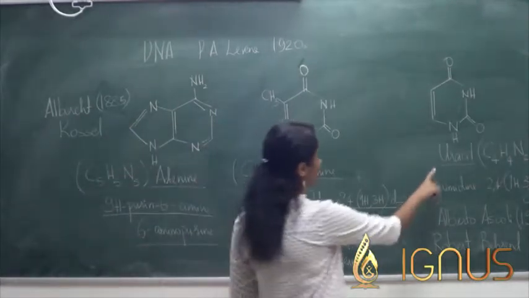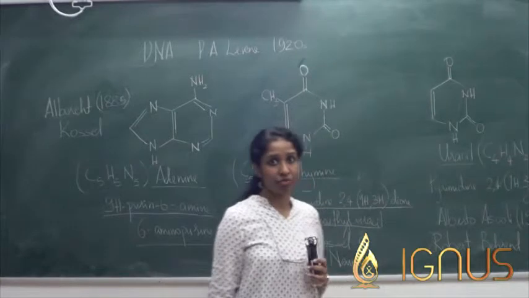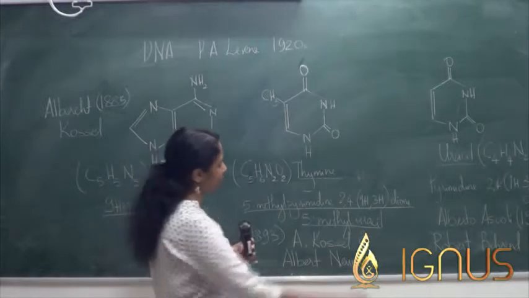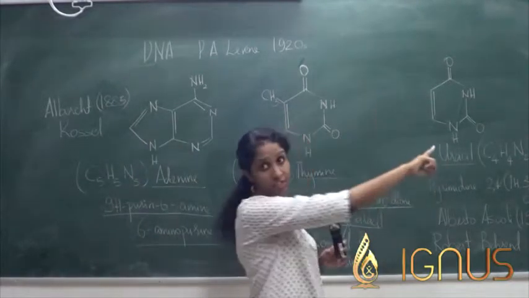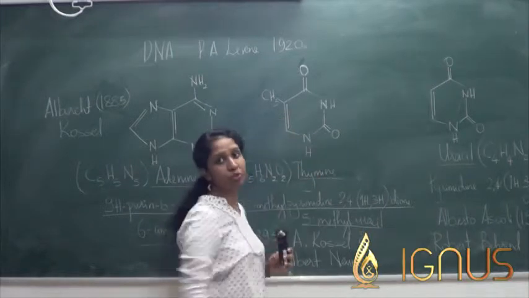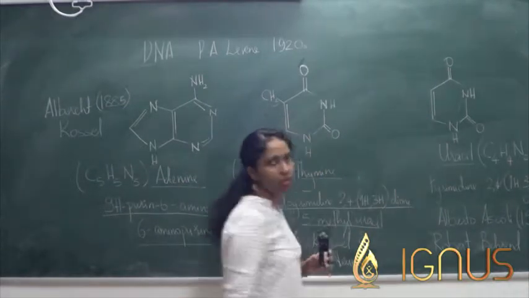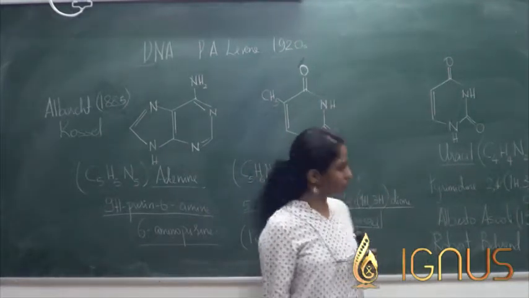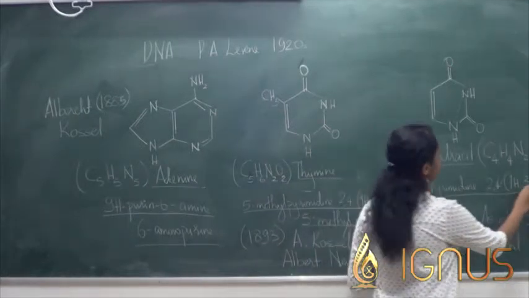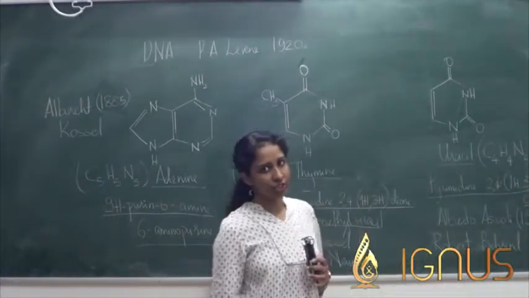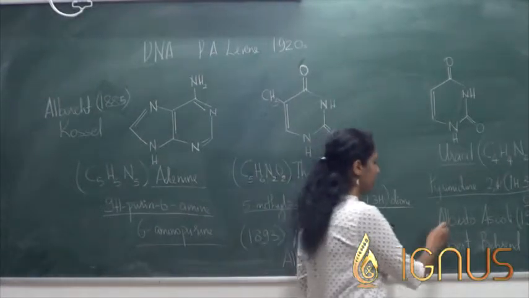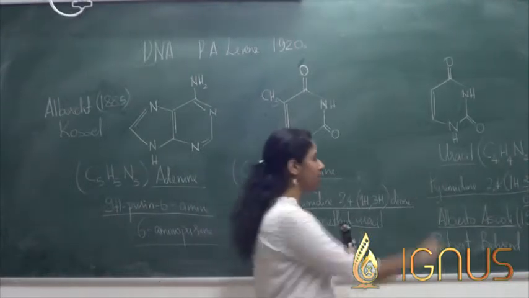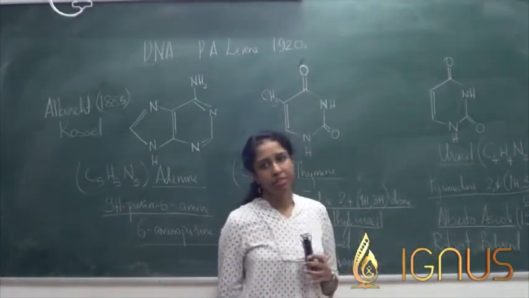Moving on, we have uracil, which is a demethylated form of thymine. So thymine has a methyl group attached here. Uracil has the exact same structure as thymine, just that the methyl group is missing in case of uracil. Now uracil has the chemical formula C4H4N2O2. Its chemical name is pyrimidine-2,4(1H,3H)-dione. It was isolated by Alberto Ascoli in 1900, but the name uracil was given by Robert Behrend.